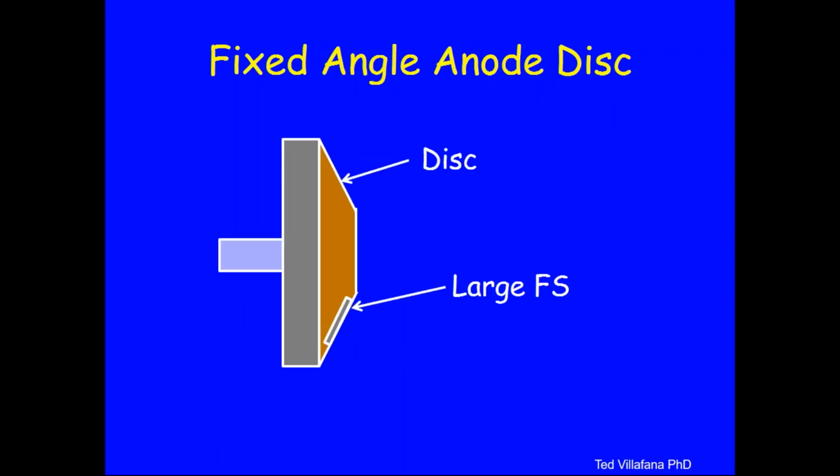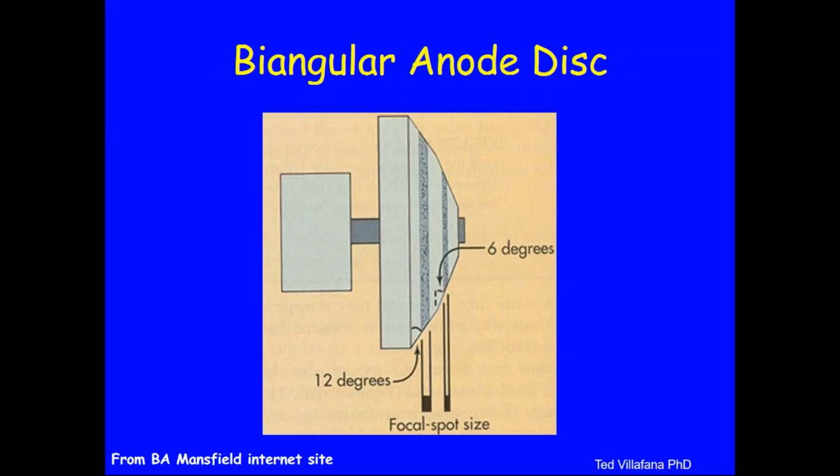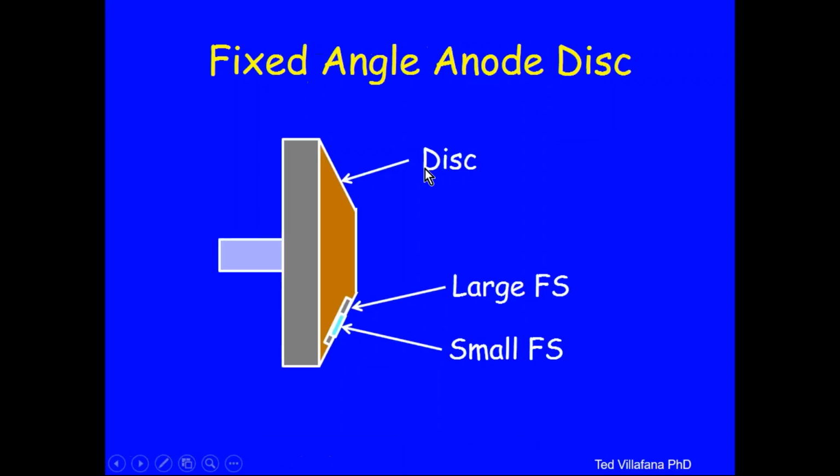Here is a fixed angle anode. You would have a large focal spot here, like we've just been talking about, and that would be spread out over the whole periphery of the anode. But then you would have the small focal spot focused in on a subsection of the large focal spot. That's your fixed angle. In your biangular tubes, it would look like this, where you actually have two different angles and two different tracks, rather than one angle with a single track, which is what we just showed over here.